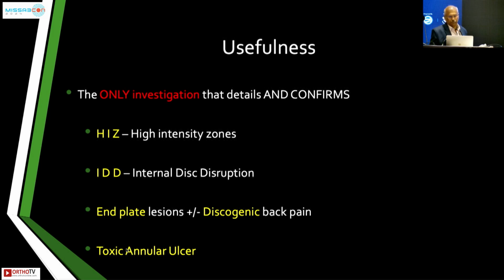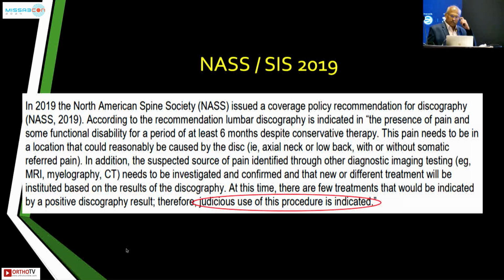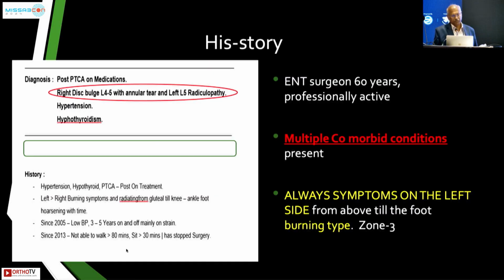This is one of the most important things. NASS and SAS, even as late as 2019, have said that judicious use of this procedure is indicated. Earlier they said a big no, now they have come to judicious use. I will tell you only one example quickly, about an ENT surgeon. He had a right L5 disc bulge on MRI, but his problems were all on the left side, radicular pain.